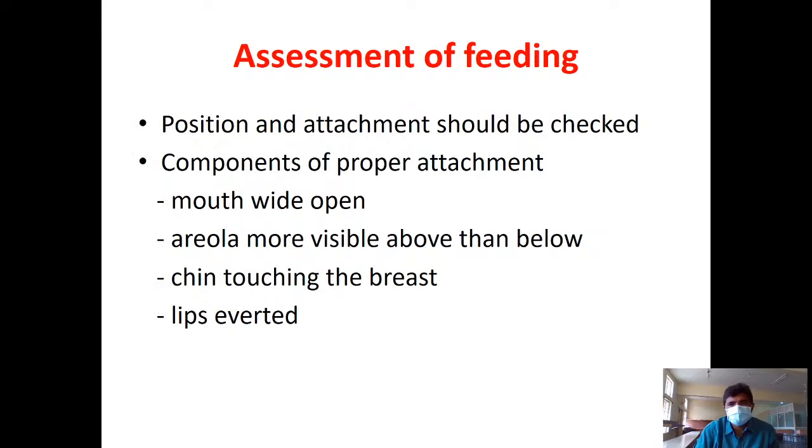Then assessment of feeding. Often some examiners say assessment of feeding should be included in the examination of a newborn as well. In assessment of feeding, position and attachment should be checked, and the four components of proper attachment, that is proper latching: mouth wide open, areola more visible above than below, chin touching the breast, and the lips averted. So assessment of feeding is also part of your examination.